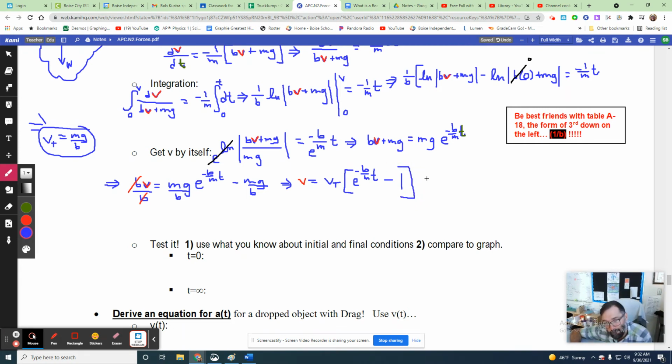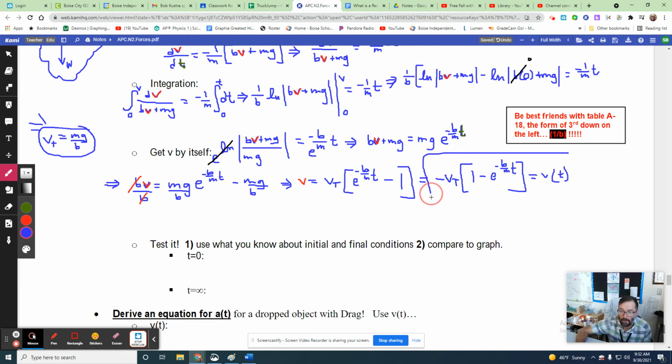And I don't know, we could do something kind of tricky here. I'm going to factor out a negative 1 out of here. My terminal velocity, after all, is in the downwards direction. And that would leave me with 1 minus e to the negative b over m t. Woo-wee! And this is the thing. This is our equation. Velocity as a function of time is this equation. Wow. Okay, so what are some consequences of this?